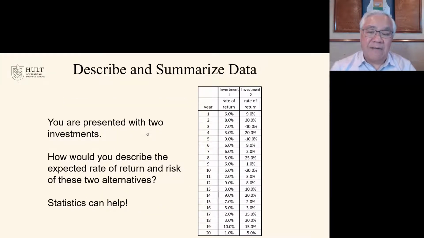Let's use a sample of how this would work. We're going to have two investment opportunities, investment 1 and investment 2. And the question is, how would you describe the expected rate of return if you chose 1 or 2? And how risky are these? So statistics can definitely help us. So we're going to do that.